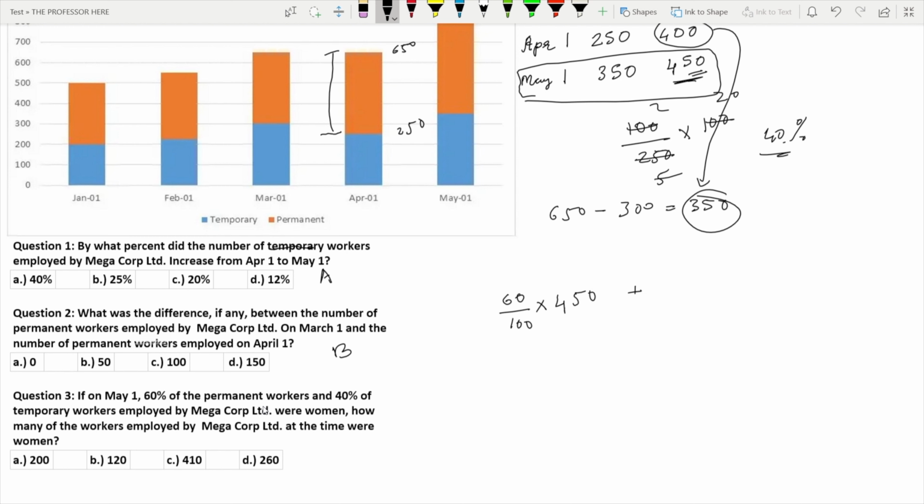Plus 40% of temporary workers, which is 350. So 40 by 100 into 350. So all you have to do is calculate this. You will get 6 into 45, which is 270, plus 0 gets cancelled, and 4 into 35 becomes 140. So adding it, you will get 410. Option C is the answer.